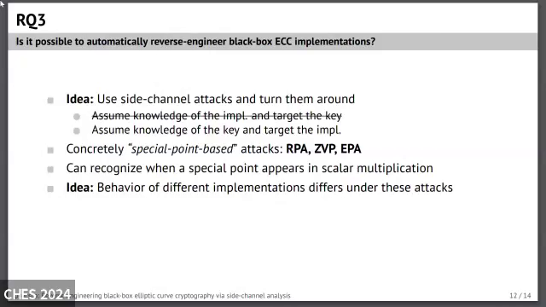Concretely, we did this for special point-based attacks, because they are particularly nice with this idea: RPA, refined power analysis, zero value point attacks, and exceptional procedure attack, I think that's it. What these attacks all have in common is that they somehow can recognize when a special point appears in scalar multiplication. By special point, it's kind of hard to describe here, but quite often the special point involves a zero. And as we know, manipulations with zero and multiplication and so on can be quite leaky, right? It's a very special value. Zero multiplied with anything is still zero, so it propagates, and you have this tricky situation.